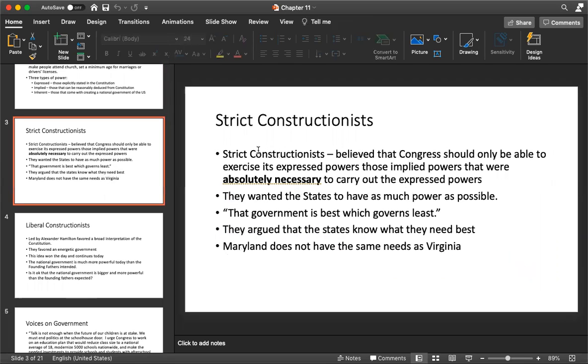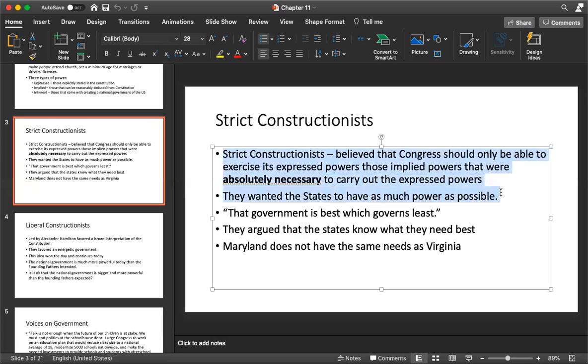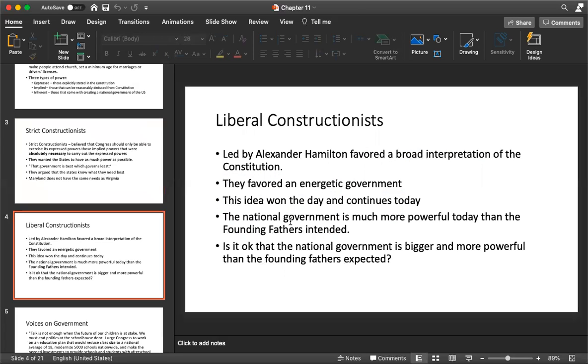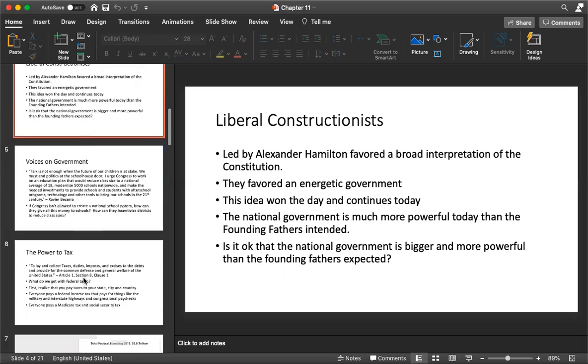We know that there are strict constructionists, or at least were strict constructionists, right? Most people are liberal constructionists now, but they were in favor of only those powers absolutely necessary to carry out the expressed powers. The government is best which governs least, right? Then, of course, there are liberal constructionists like Alexander Hamilton, and he favored a much more powerful central government, which is what we have today.